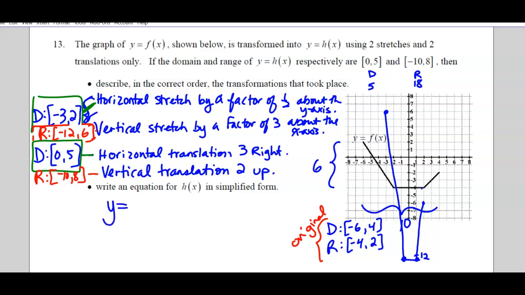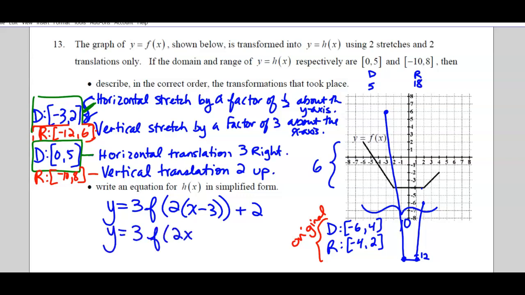Okay, you can go through the steps, or you can put it in right away. So if I put it in right away, vertical stretch by a factor of 3. Horizontal stretch by a factor of 1/2 will be 2 here. Bracket, horizontal translation, 3 right. Outside the brackets, up 2. Okay. Simplified forms, you solve for y, but then in the brackets, you expand those brackets.